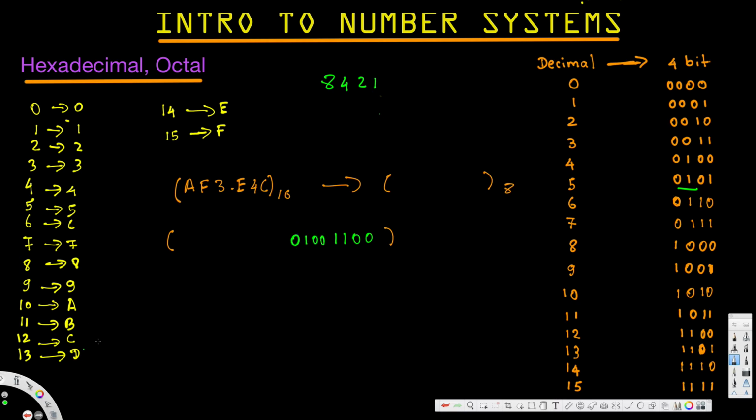E is equal to 14. So we need an 8 plus 4, 12, 12 plus 2, 14. So 1 1 1 0. Point 3. We need a 2 and 1. So that's going to be 0 0 1 1. And F is what? 15. 8 plus 4 is 12, 12 plus 2 is 14, 14 plus 1 is 15. So 1 1 1 1.